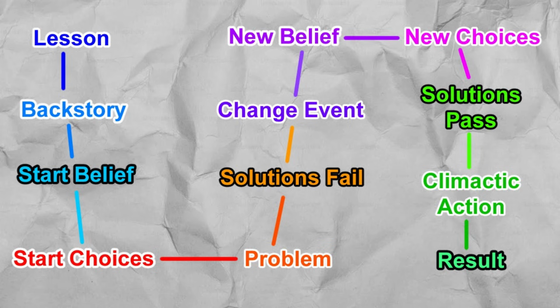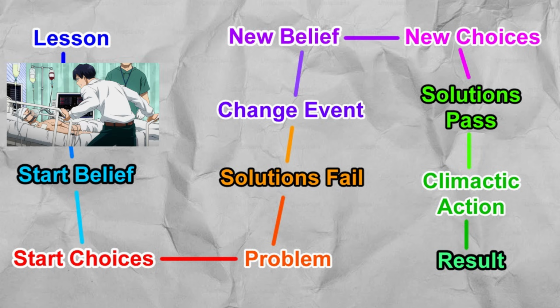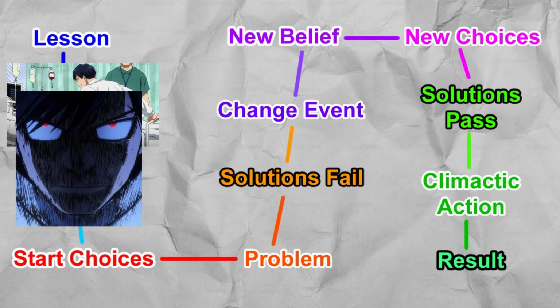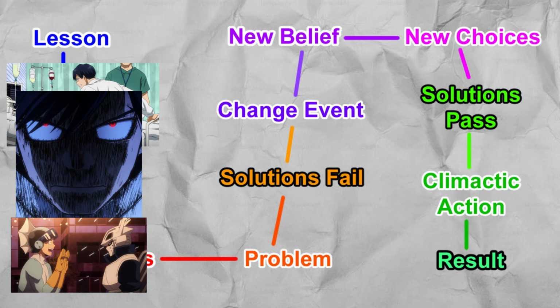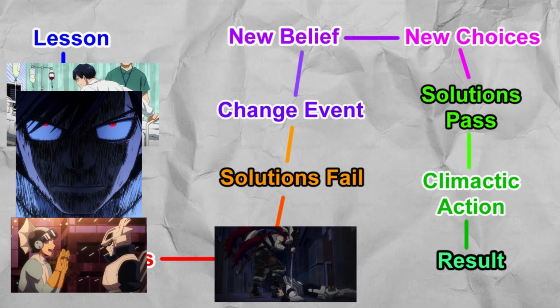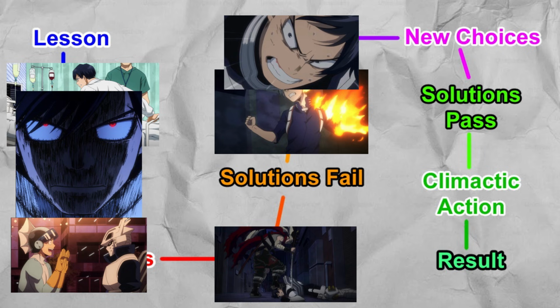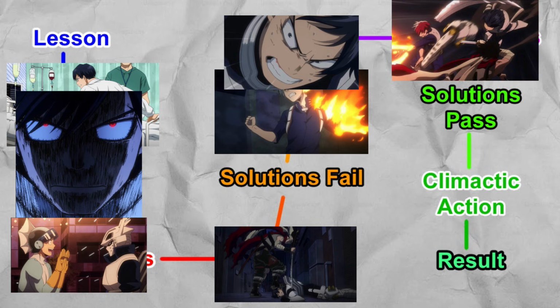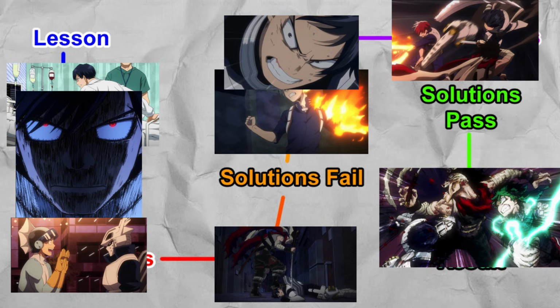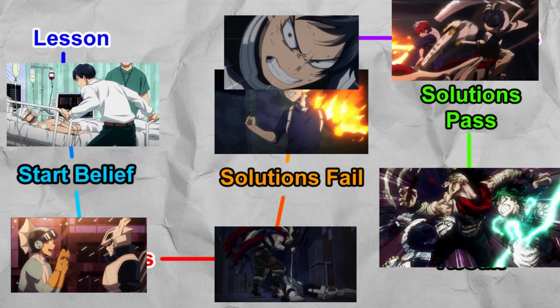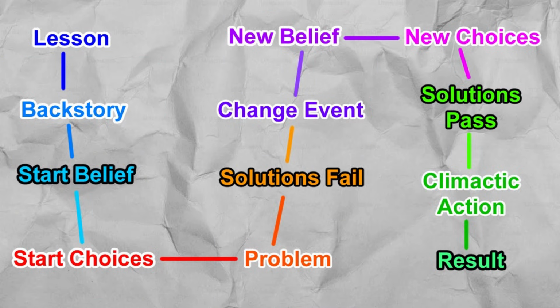Lastly, let's do the Hero Killer Stain arc. The lesson is that you should be noble and selfless as a hero. Ida's backstory is his brother being attacked by Stain. His starting belief is that he should be motivated by personal grudges and act for himself. His choice is to intern under a hero closest to Stain's location so that he can go off and fight him alone. The problem is that Stain outclasses him. His solution fails. Deku and Todoroki show up to save the day. Deku's actions change Ida's mind. His new belief is the lesson. His new choice is to work with his friends to beat Stain. In the climax, a team attack delivers them the victory, the positive result. This hits all of the steps and has the same advantages I've been saying.